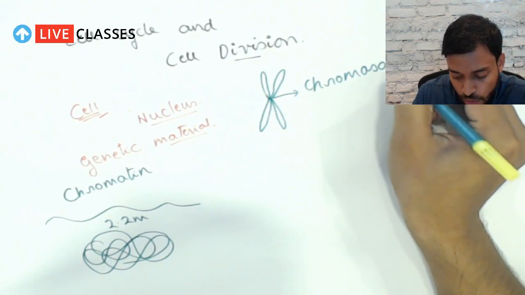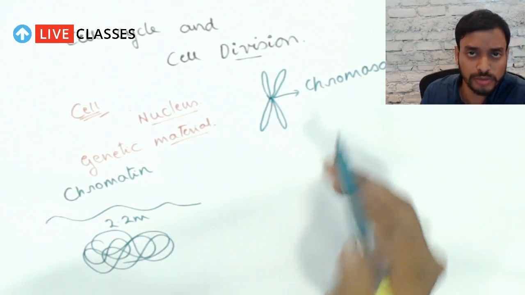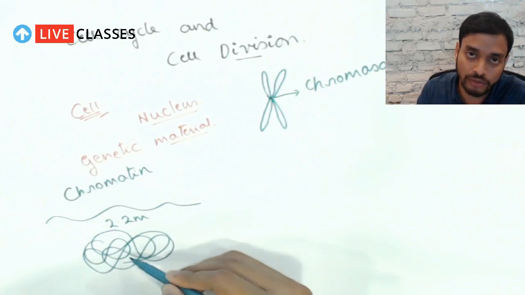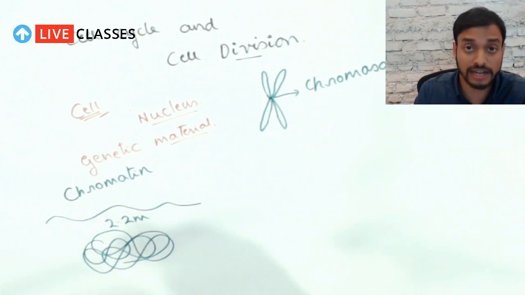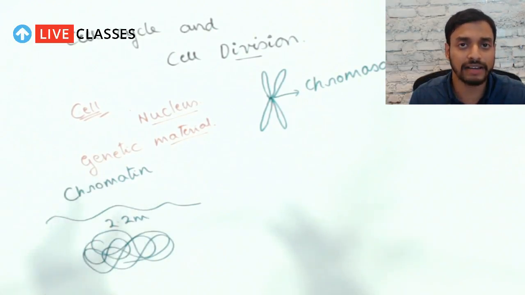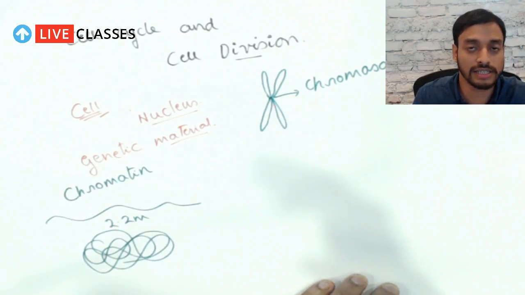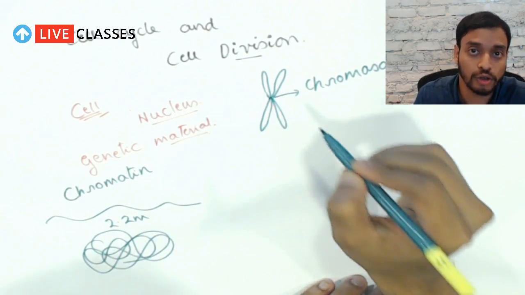This is called a chromosome. What is a chromosome? A chromosome is nothing but a condensed form of the chromatin network that we have drawn here, right? It is a condensed form. There is a high level of supercoiling. By a lot of supercoiling, this structure is attained, which is known as the chromosomes.